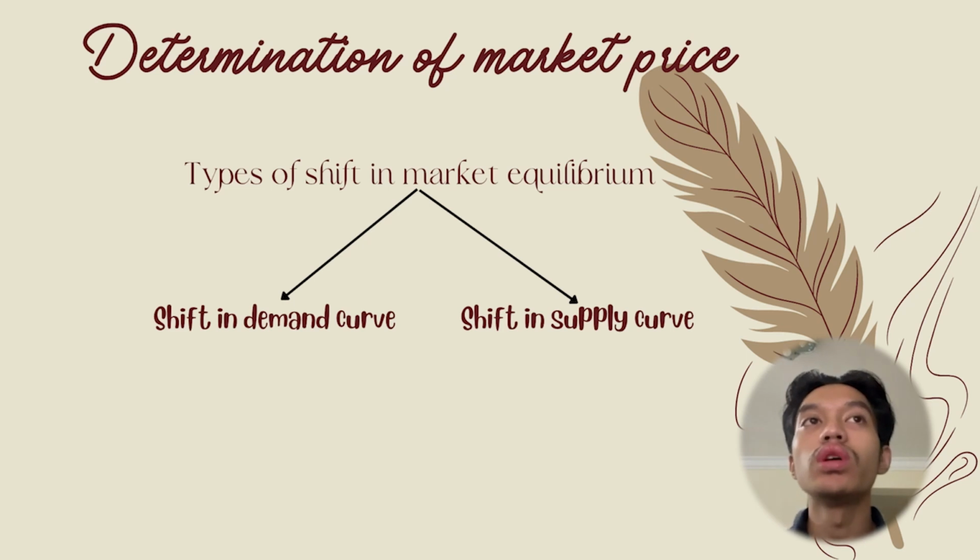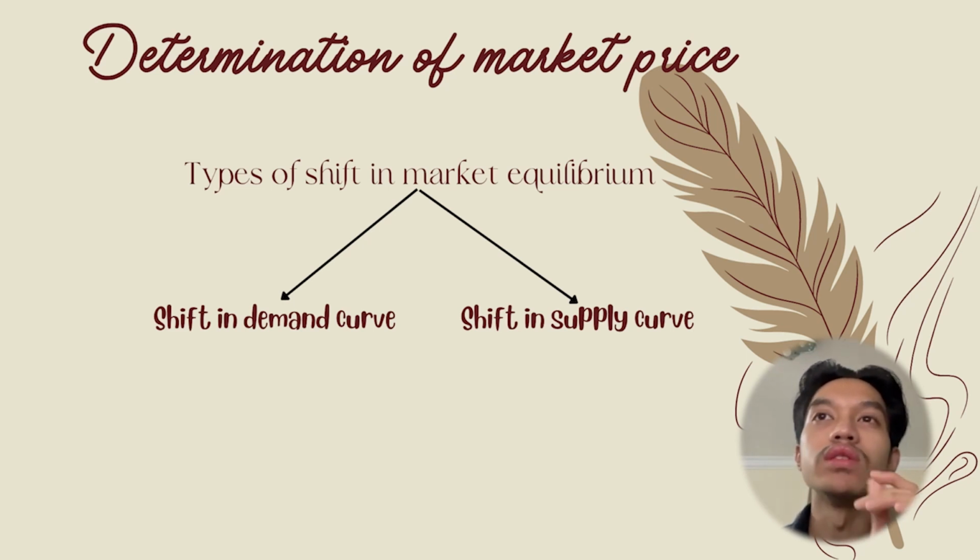So there are two types of shift in market equilibrium, which are a shift in the demand curve and a shift in the supply curve. So what is a shift in the demand curve? A shift in the demand curve is, as we can say, a demand curve shift. An increase in quantity leads to an increase in the equilibrium price.